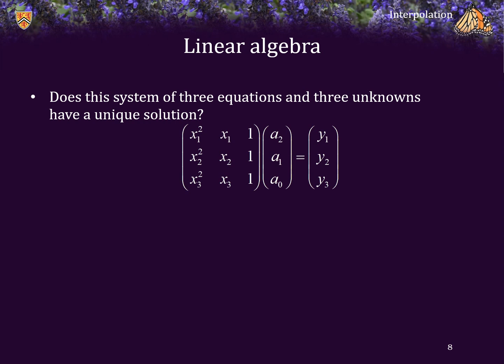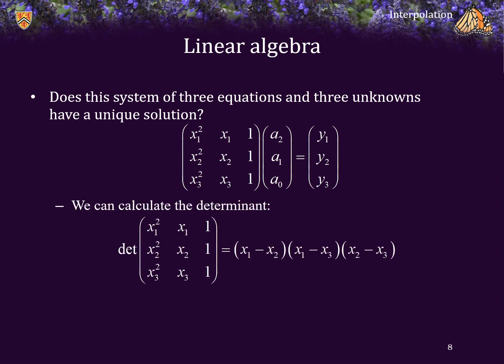You'll recall from your course in linear algebra, there is either one unique solution, no solutions, or infinitely many solutions. Now, if the determinant of the matrix A is non-zero, then there is one unique solution. If the determinant is 0, there is either infinitely many solutions or no solutions.